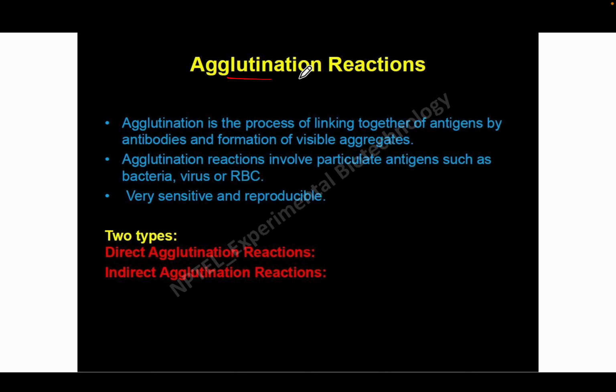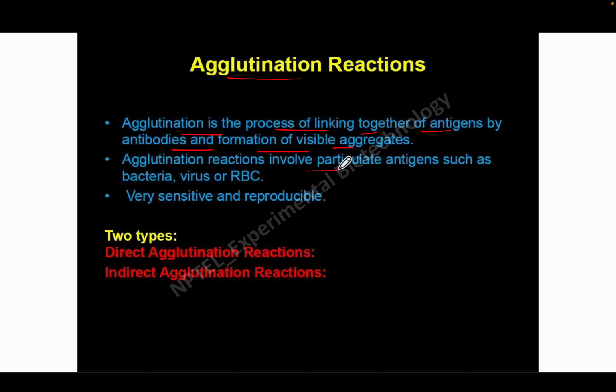So what are agglutination reactions? Agglutination is the process of linking together of antigens by antibodies and formation of visible aggregates. So agglutination is a process by which you are providing antigen and antibody. Those are getting cross-linked with each other and forming a visible aggregate.